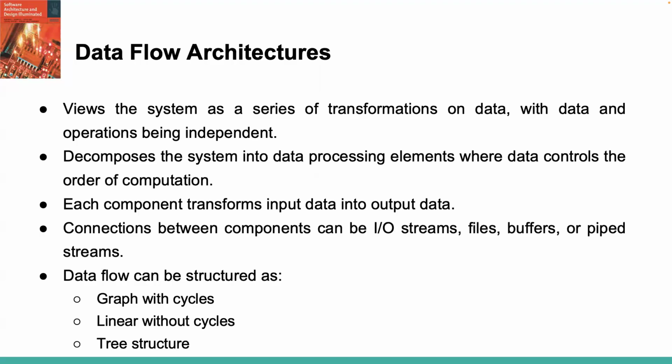2. Step 1, a function trims the unnecessary spaces, transformation 1. 3. Step 2, the result goes to the next function that converts the text to lowercase, transformation 2. Step 3, finally, it's written to a new output file, transformation 3. This is a linear data flow because data moves step by step in one direction, and there are no cycles. Each component or function performs one transformation.